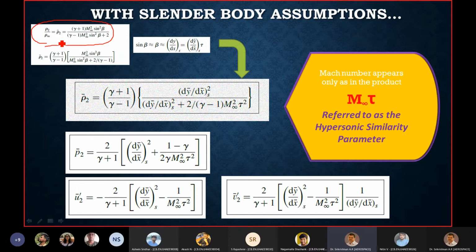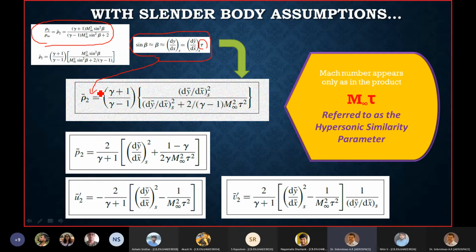Across the shock, using the hypersonic simplification as well as the definition for sine beta, which we have used already, sine beta is equal to beta, and from the geometry we can incorporate tau into it. So dy bar by dx bar at the surface. With that, we can rewrite rho, or rather the non-dimensionalized form, rho 2 bar, as gamma plus 1 by gamma minus 1 into etc.